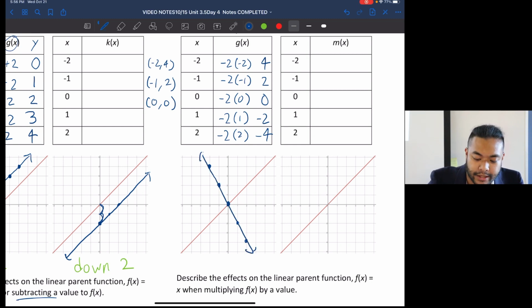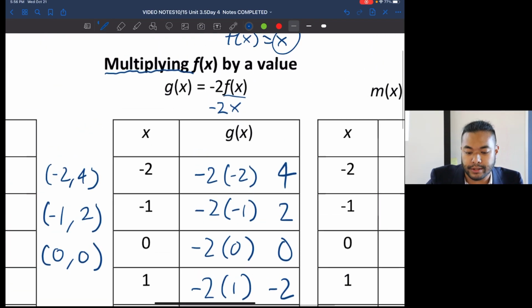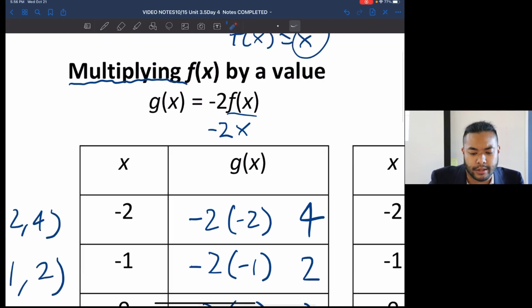And I'll spoil the fun. There are two transformations that are happening, two separate transformations. The first has to do with this negative value. So let's talk about that.